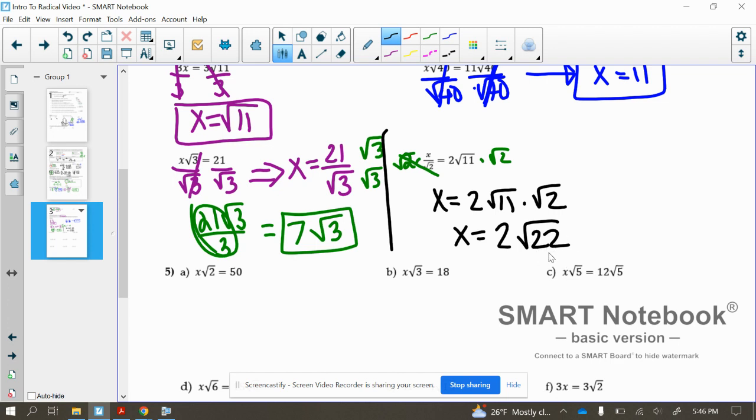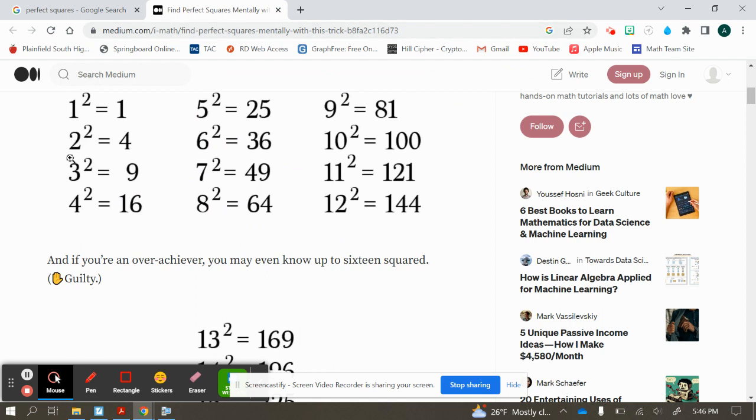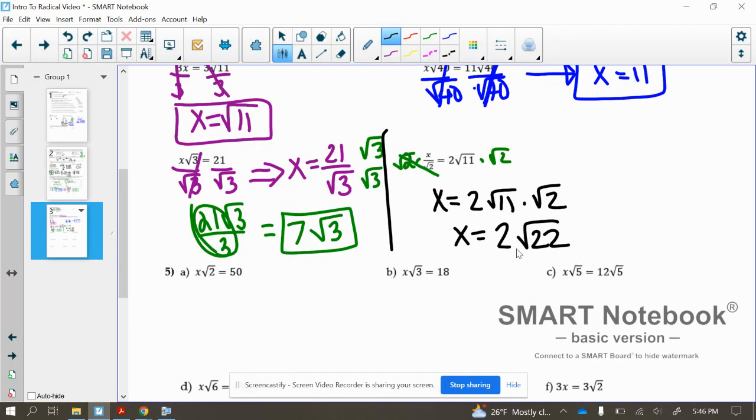22 doesn't break down to have any perfect squares. If we look at our list of perfect squares, none of these numbers go into 22, so we don't have to worry about any of those perfect squares going in there. So just 2 times 11 there.